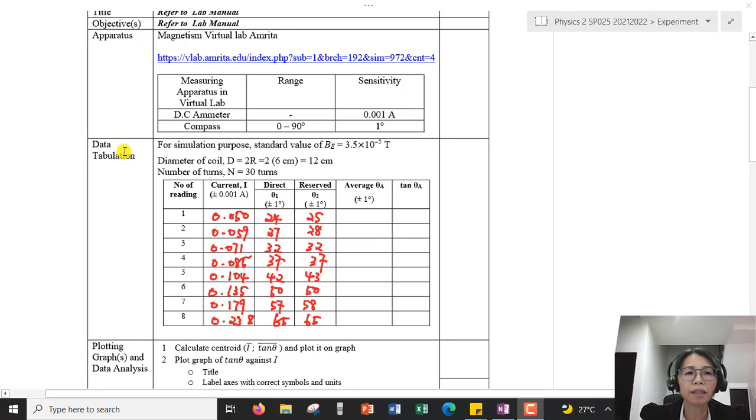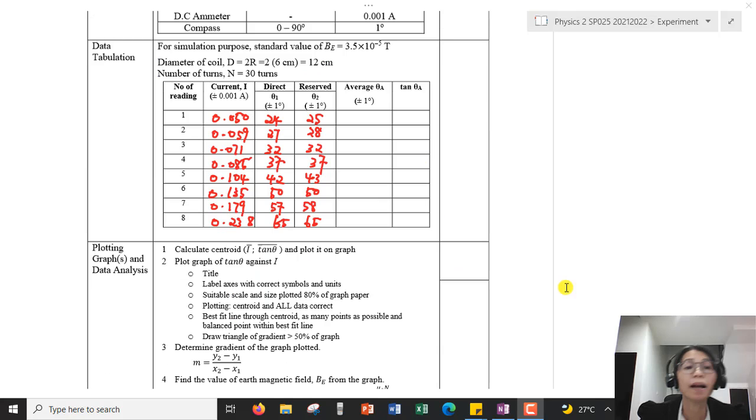Under the data tabulation, make sure you calculate the average value for the angle of deflection and then determine the tangent theta. After that, follow with the plotting of the graph and also the data analysis to obtain the horizontal component of the Earth's magnetic field. Referring to the procedure, we need to plot a graph of tangent theta against current.